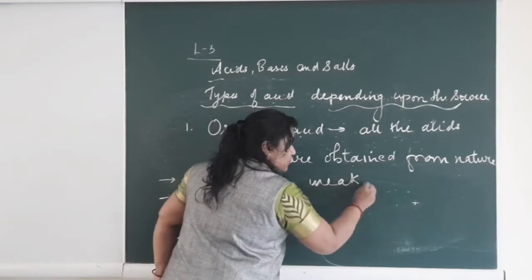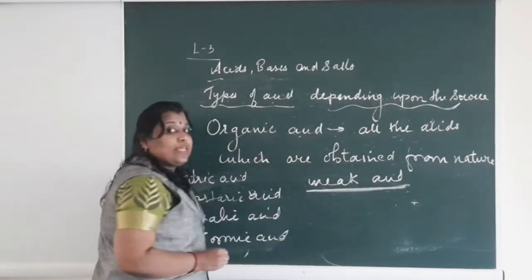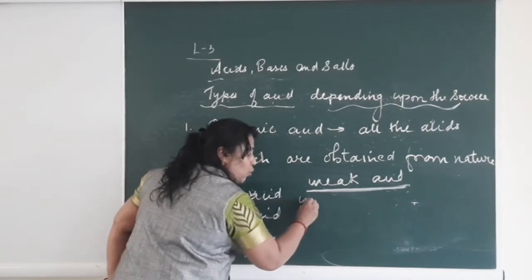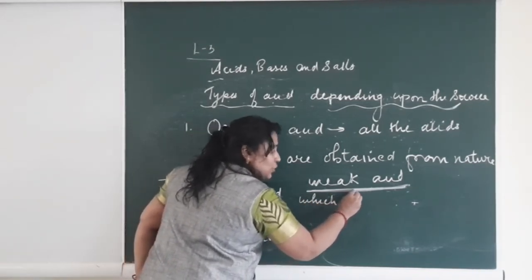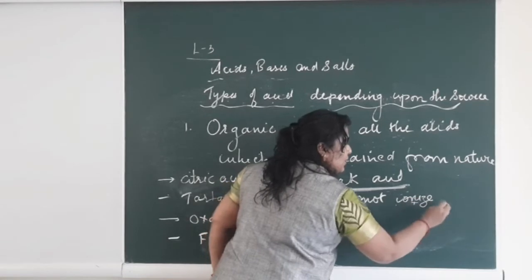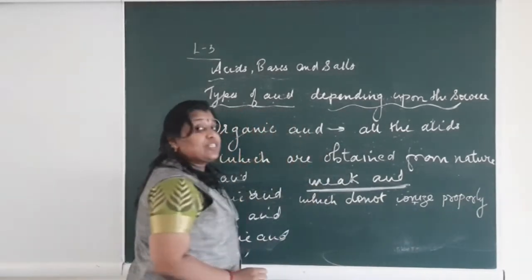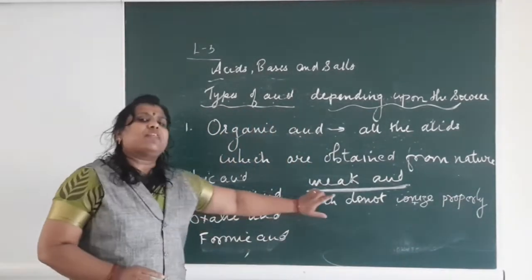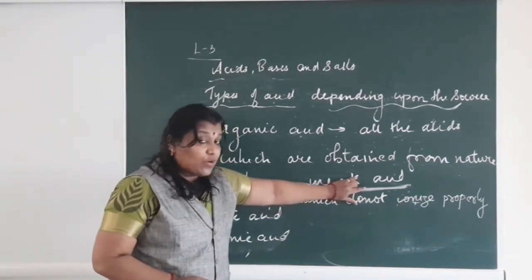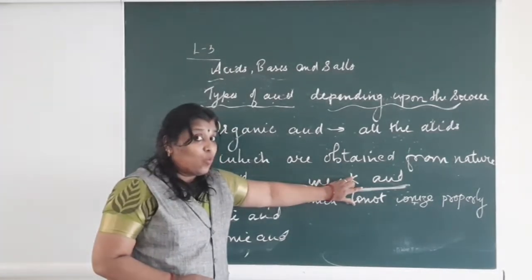We will see what weak acids are. Weak acids are those acids which do not ionize properly, or their ionization is very weak, or they give less amount of hydronium ions. Weak acids furnish less amount of hydronium ions when you put them in water.